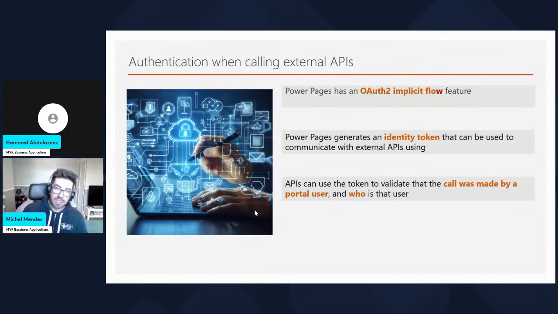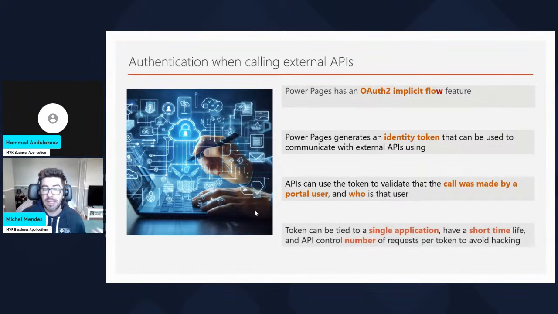Those APIs can then validate the token that's generated by Power Pages so they can see who the user is. They validate that the call was made by a portal user, what portal is calling the API, and then they can actually add more security validations on top of it, such as validating how long ago the token was generated. So, let's say the token is expired, the call can be blocked and things like that, right?